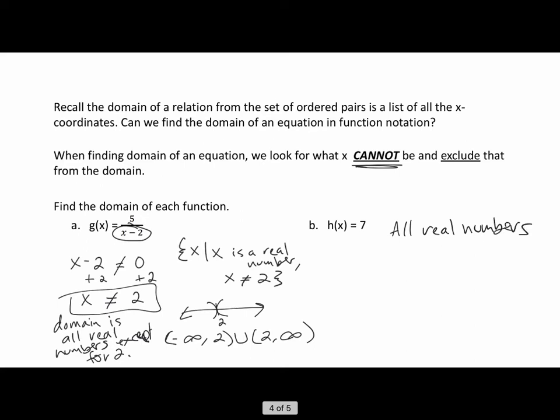You can write that in words. You can say the set of x such that x is a real number. I'll just put for number. Or you could do an interval notation, which is everything from -infinity to +infinity, right? All of these say the same thing. The domain is all real numbers.